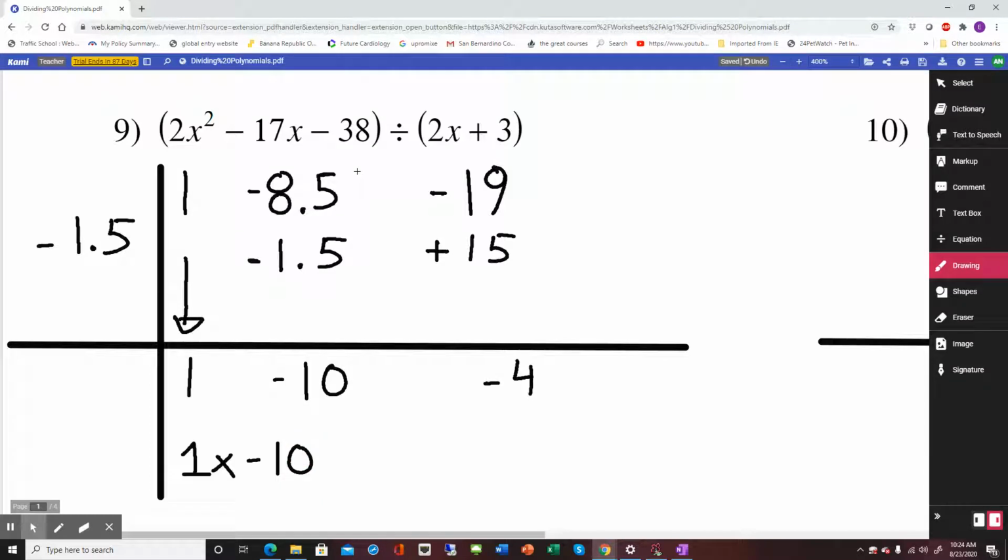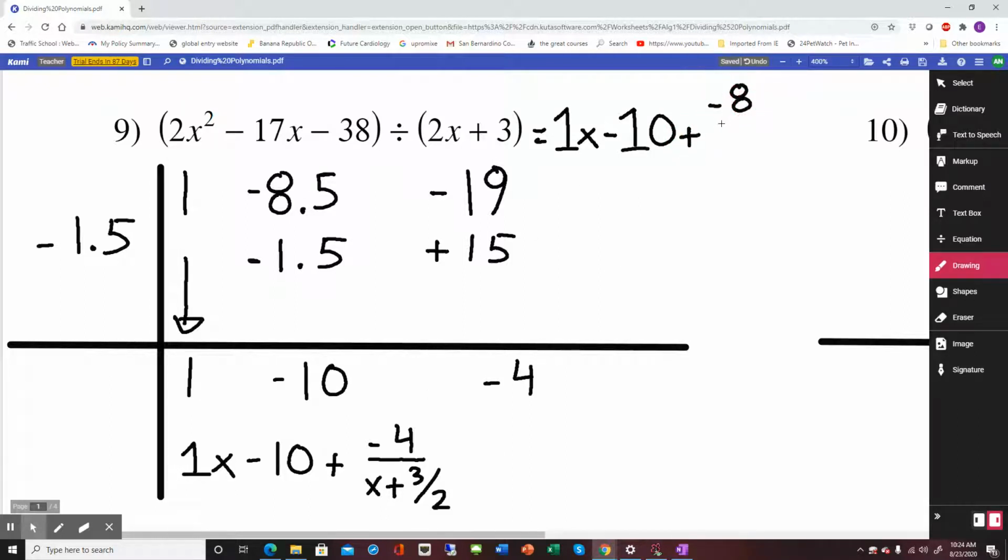Now, remember what we did. We divided both the dividend and the divisor by 2. So this negative 4, yes, it's the remainder, but it represents negative 4 over half of this, so x plus 3 halves. So that's an extra adjustment we have to make because we want the divisor to be our original divisor. So my quotient is 1x minus 10. And my remainder, I'm going to double everything. So it's negative 8 over 2x plus 3. Okay? Got to make that adjustment.